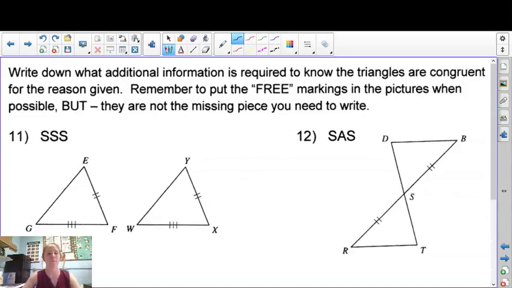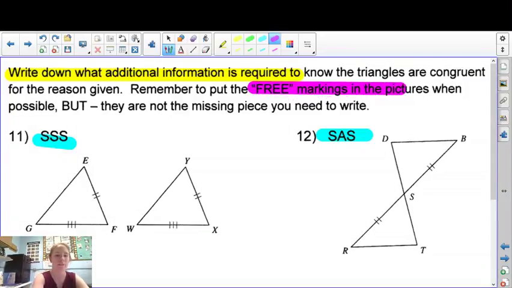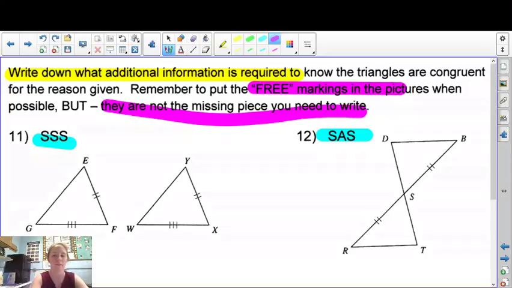Okay. Next, we're told that they're going to be congruent. So each one's saying how we're supposed to prove the congruence. What we need to do is write down the information required. So we need to write the missing piece. Remember, free stuff is not the missing piece.